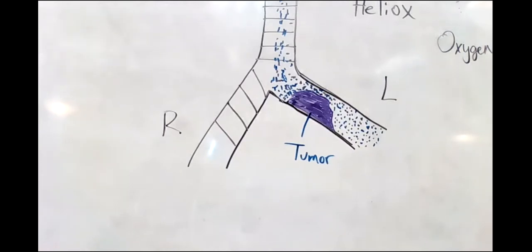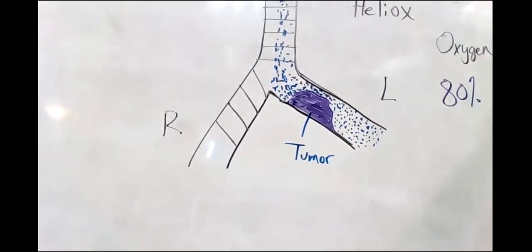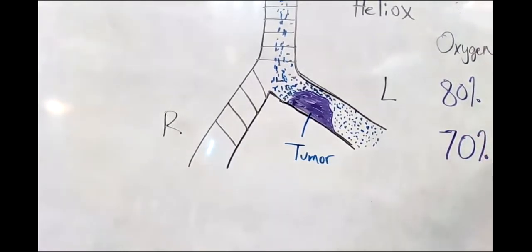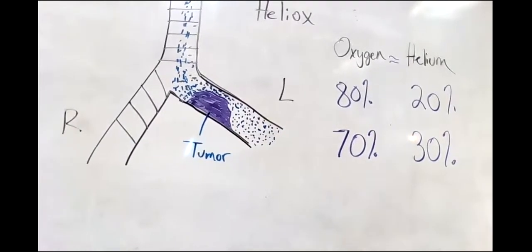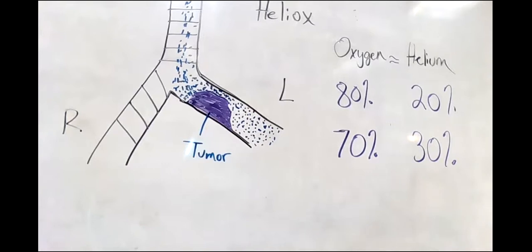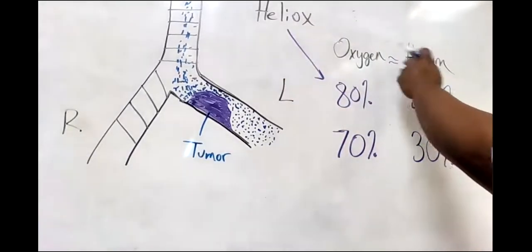Now, we use Heliox mixtures in different percentages, okay? The Heliox mixture can be either an 80% to 20% solution, or it can be a 70% to 30% solution, depending on the severity of the obstruction. Okay? Depending on how severe that obstruction is, we either use an 80-20 solution or a 70-30. And that is Heliox. Heliox, which is oxygen and helium.